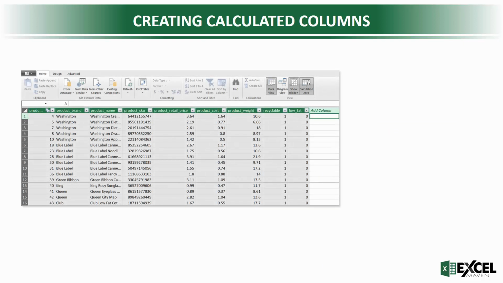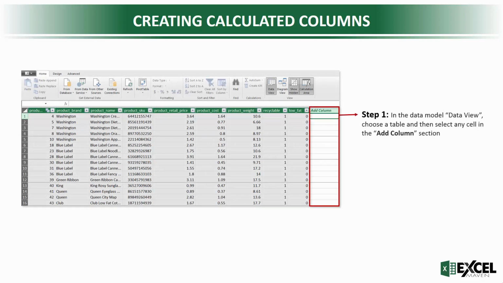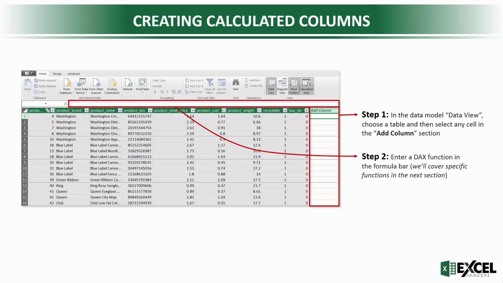Now to create calculated columns, it's very easy. Again, this takes place in the data view in your data model window. And all you do is step one, you select any cell in the add column section, which you'll see on any of your tables. Step two, you enter a DAX function in the formula bar, and we're going to cover specific functions in the next section of the course. And then step three, you press enter, and all cells in the column will update.